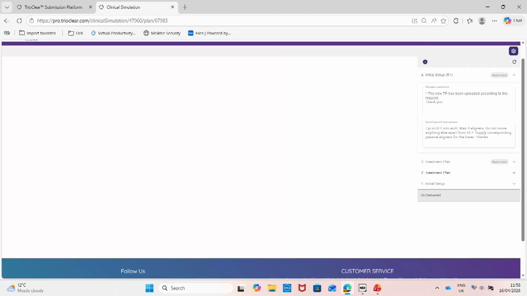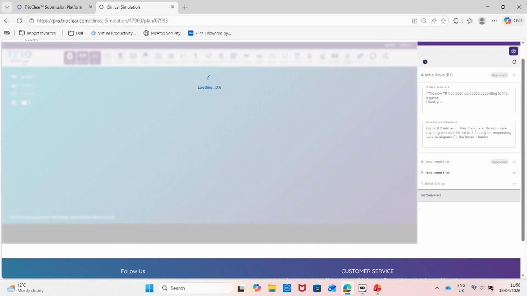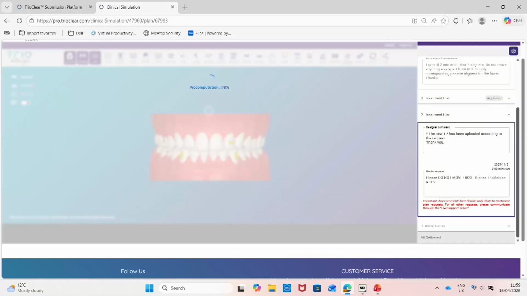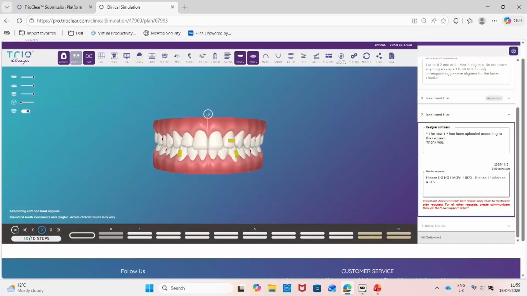So I'm just going to click this area here, and this just brings us into the second treatment plan which I instructed. It does take just a few seconds to load up. And so we'll talk over this, but I'll show you my prescription narrative here for the second plan. So all I've written in the second plan is, please do not move upper right 2, 3, thanks, publish as a TP2. So we're going to keep the lowers as is.